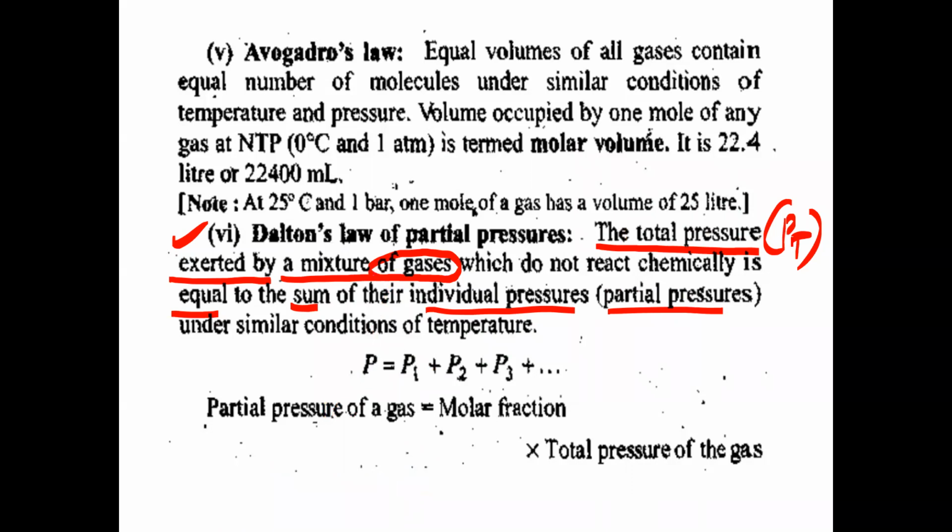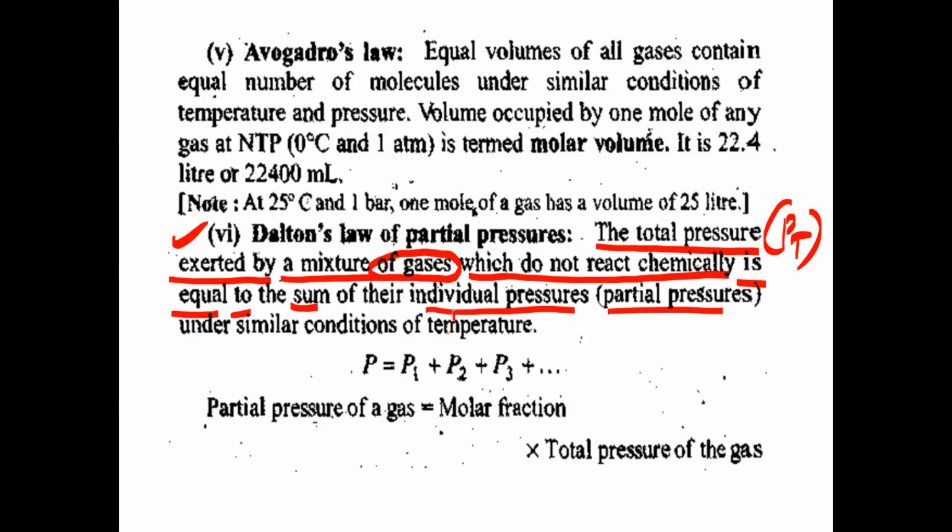So the total pressure, P total, exerted by a mixture of gases which do not react chemically. The gases should not react with each other. Which do not react chemically, the total pressure is equal to the sum of their individual pressures, that is, the sum of partial pressures under similar conditions of temperature.